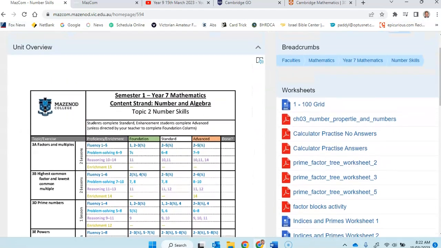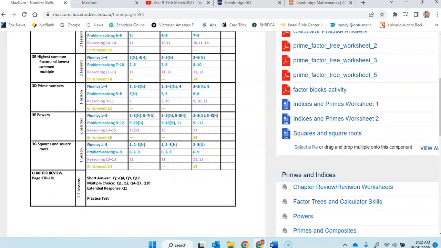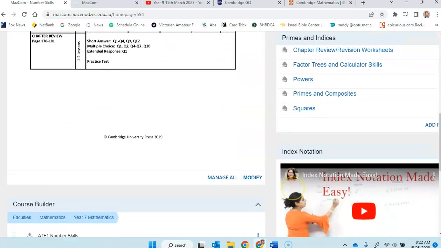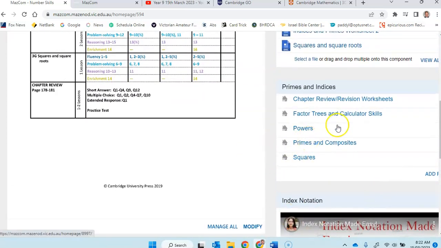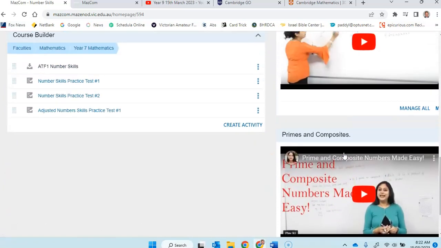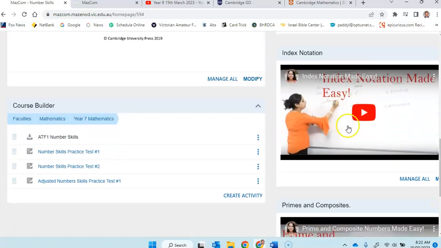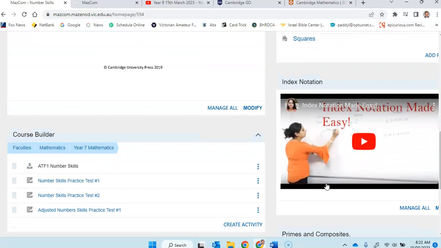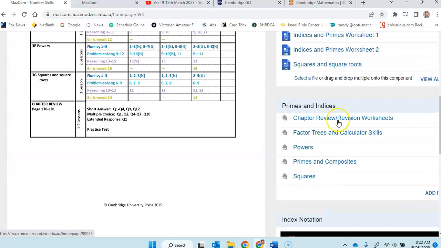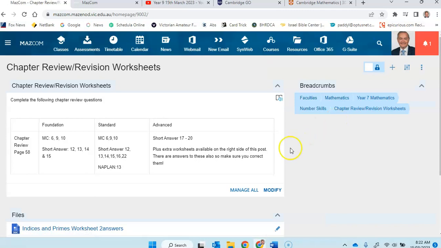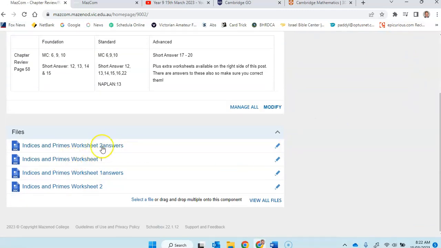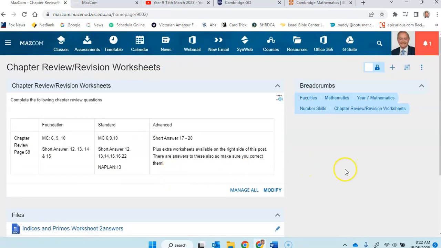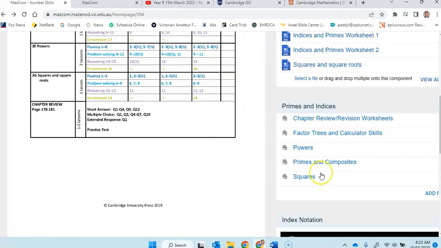There is a fair bit of work and sheets that you can do. What I want you to do for today's lesson is come across here and have a look at some of these videos for index notation by Miss Shangari, index notation, prime and composite numbers, which is what we've done. There is some chapter review and revision sheets, and some worksheets and answers. The idea would be to do the worksheet and then have a look at the answers once you've done them. So you can do that this afternoon.